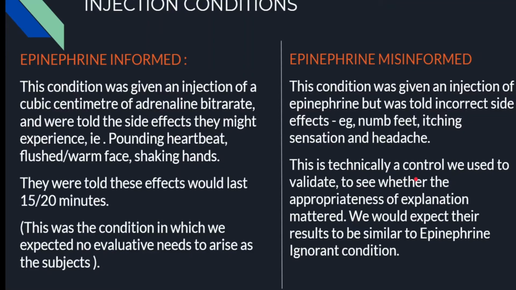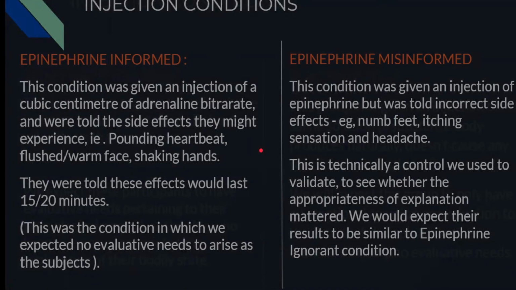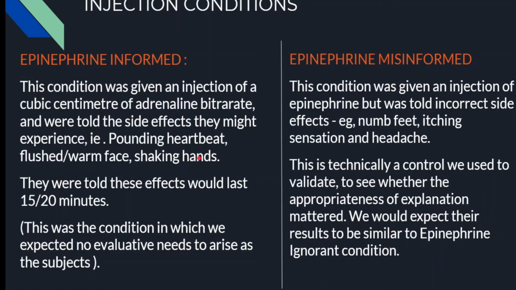We use it to validate, to see whether the appropriateness of the explanation we give them mattered. We would expect their results to be similar to the epinephrine ignorant condition. So again, we have given them a false explanation, an incorrect explanation. So the side effects that they will experience, which will be these, we have not told them that these will occur. So we are hoping that they will evaluate these side effects according to the cognitions that are externally available to them.